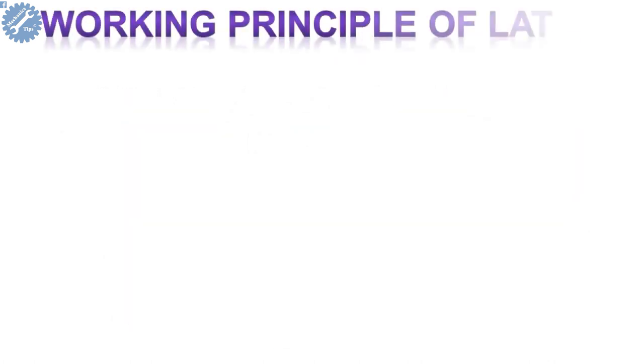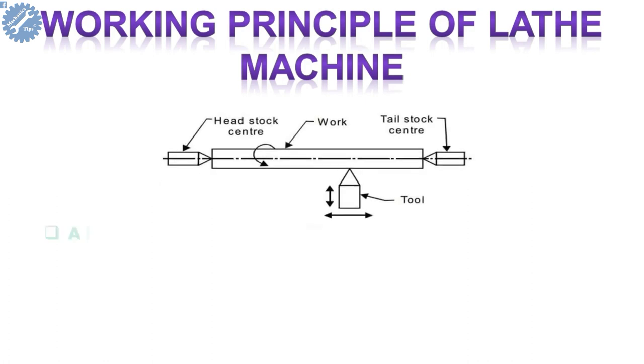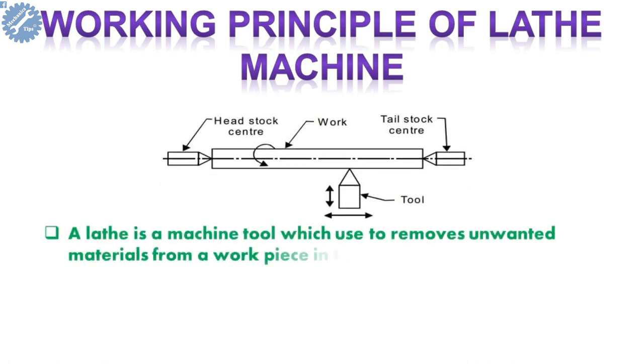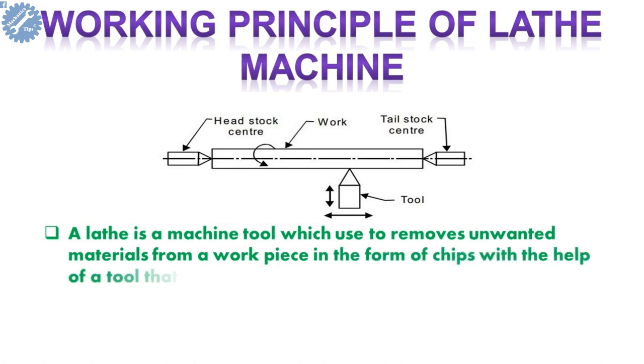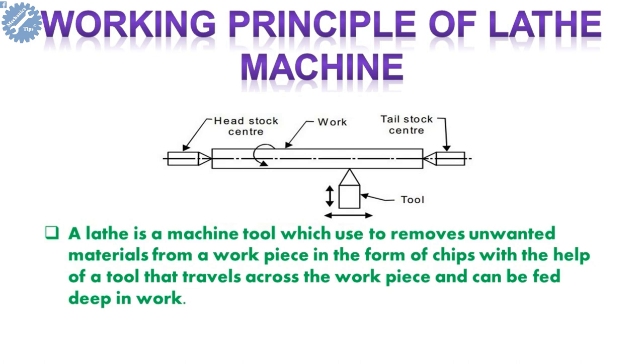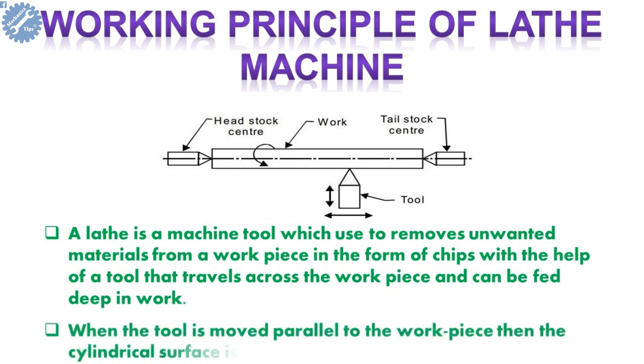Working principle of lathe machine. A lathe is a machine tool which is used to remove unwanted material from a workpiece in the form of chips with the help of a tool that travels across the workpiece and can be fed deep into the work. When the tool is moved parallel to the workpiece, then a cylindrical surface is formed.